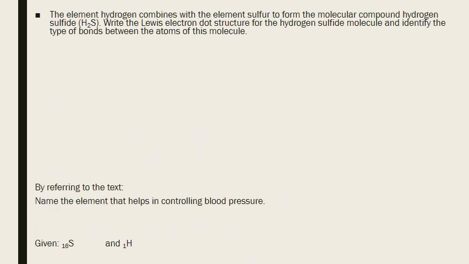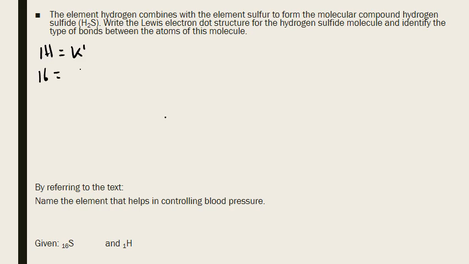The element hydrogen combines with the element sulfur to form the molecular compound hydrogen sulfide. Write the Lewis electron dot symbol for hydrogen sulfide molecule and identify the type of bonds between the atoms of this molecule. Now we have to decide if this is going to undergo ionic bonding or covalent bonding. First of all, we know that hydrogen is a non-metal, so its electron configuration is like this. Now we have to decide if sulfur is a non-metal.